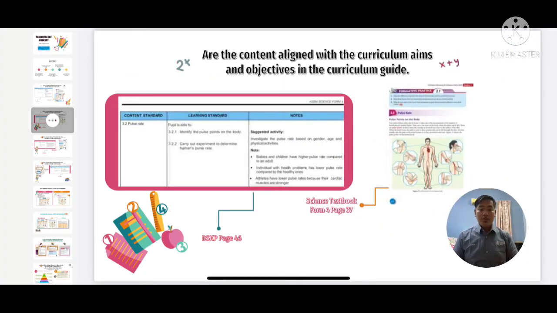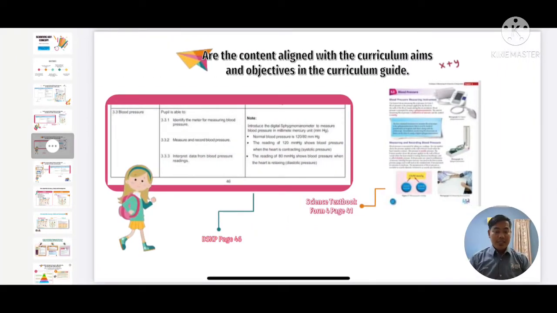Next, we go through to the next subpoint in the DSKP. The standard content 3.2 in DSKP states pulse rate. It shows that the subtopic in DSKP is parallel with the subtopic in the science textbook. The standard curriculum in 3.2.1 states students should be able to identify pulse point at the body. The science textbook also shows the figure of pulse points that we can find on our body. Students also need to carry out the experiment on how to identify the pulse point on our body.